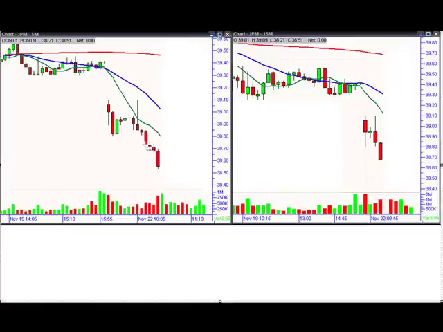Now, interesting to note here is the distance that this drop has created from the 20 MA.